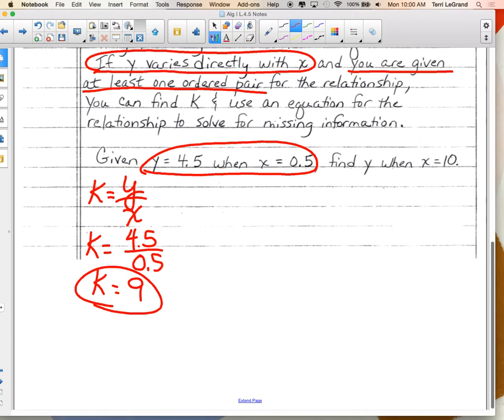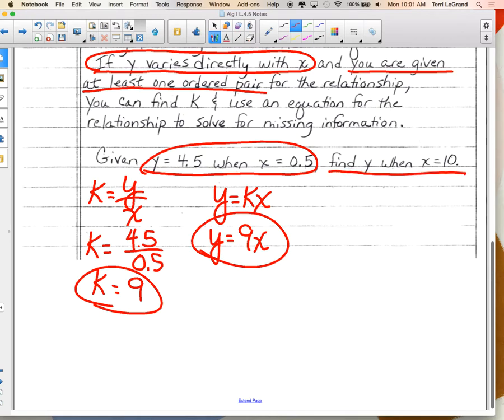Now, what's that good for? We're going to write an equation. So we have our direct variation equation that has this model. We will sub in our k value and we will say, here is the equation for this situation: y equals 9x. Multiply the x values by 9, and you'll have the output y. Well, then it says find y when x equals 10. So y equals 9x is our equation. y equals 9 times 10. What's our y value? 90.